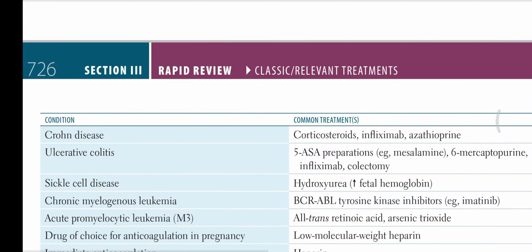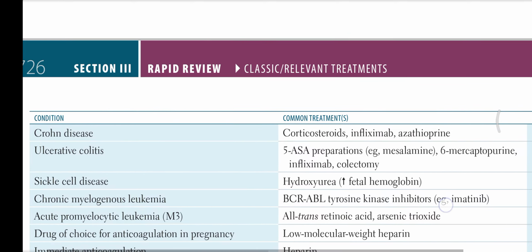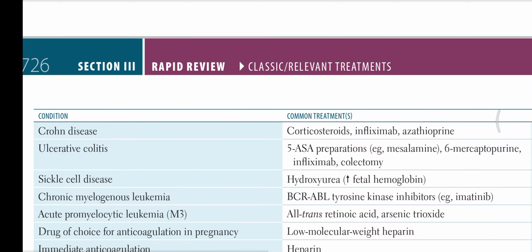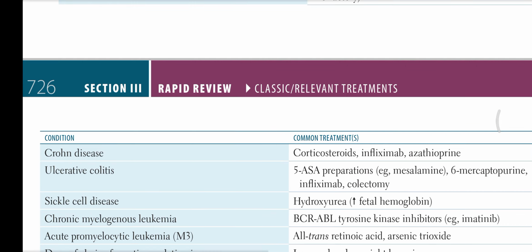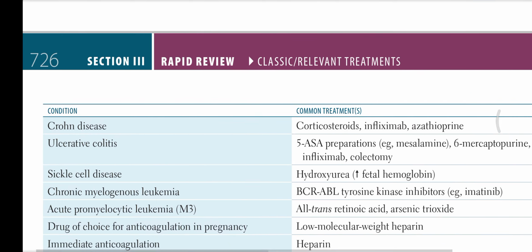Ulcerative colitis: 5-ASA preparations, mesalamine, 6-mercaptopurine, infliximab, colectomy. Crohn's disease: corticosteroids, infliximab, azathioprine.